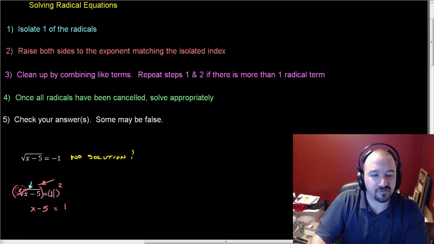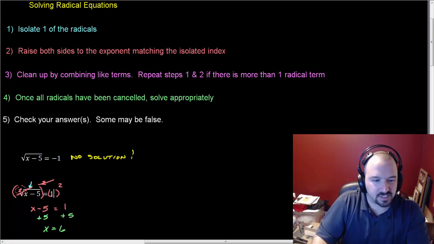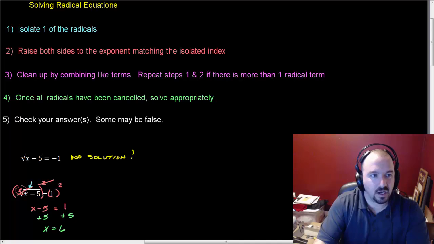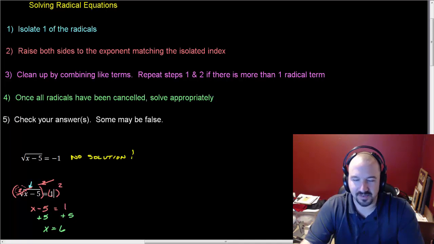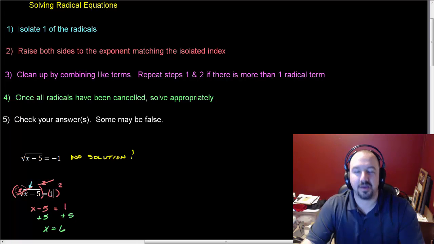And we'll see. Not all of them look the same. I'm going to go ahead and add 5 to both sides. And I get x is equal to 6. Okay, this is the step nobody likes. Nobody wants to go back and do this step.